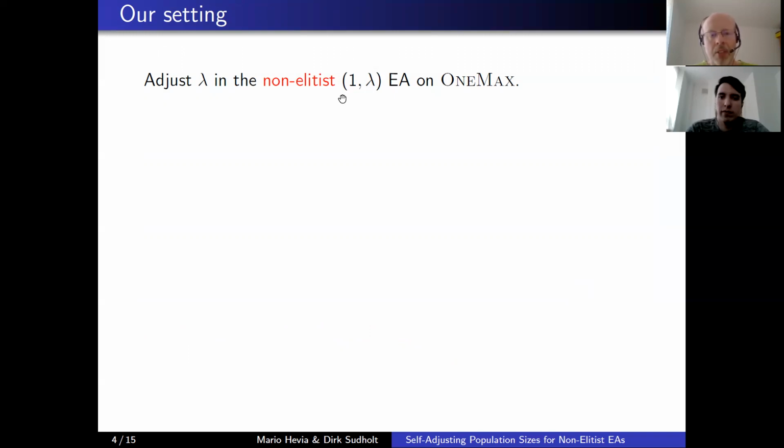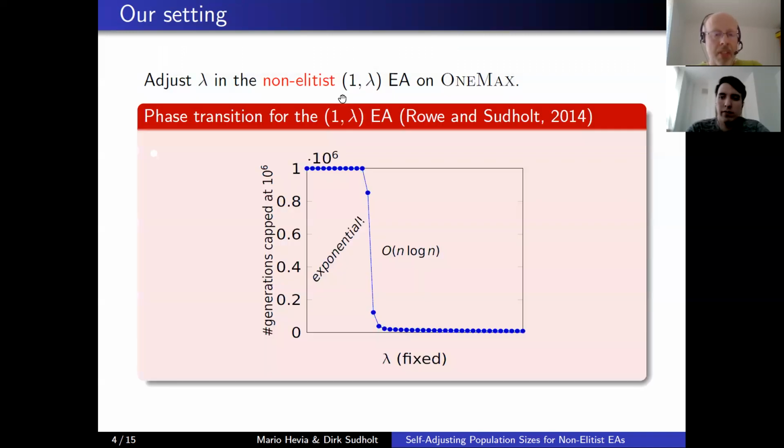Okay, we're going to investigate this on the function OneMax. And this is a pretty hard setting because previous work with Jon Rowe has shown that there is a phase transition around a logarithmic value of lambda, such that if lambda is above this threshold, we get efficient running times of O of n log n, because then in most steps we have elitism because we're creating enough offspring. And if the offspring population size is just a constant factor smaller than this, we get exponential running times.